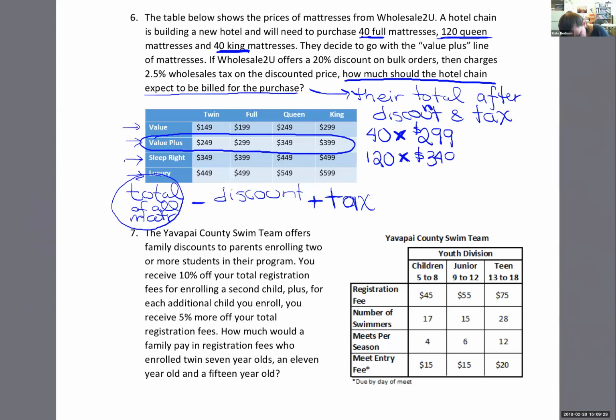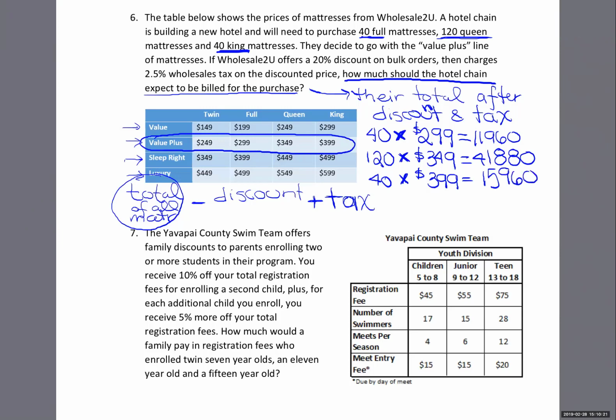$349. Good. And so the last line of my work here is those 40 king mattresses, and each one of those 40 king mattresses is going to cost me $399. Cool. Let's find some subtotals here. So 40 times $299 is a lot of money, and 120 times $349 will be even more money. I'm glad I'm not running this hotel. I'd be having a heart attack. And 40 times $399 is 15,960. Okay, yes. And there's my individual subtotals for each one of my types of mattress.